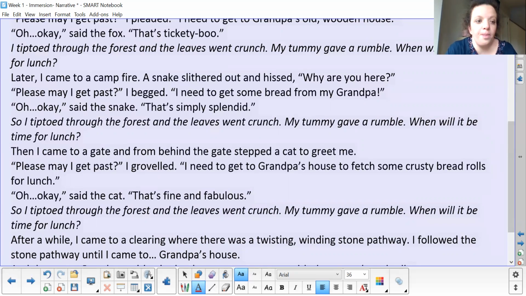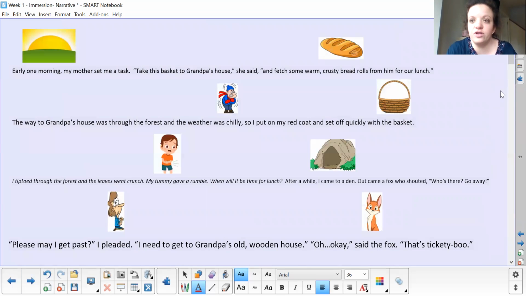So on the next page, I'd like you to see if you can come up with some actions to remember that story. So think of "early one morning, my mother set me a task", to see if you at home can come up with some actions to remember those parts of the story. Have a pause and have a go. You can film yourselves and send them to us. We would love to see them. Off you go.